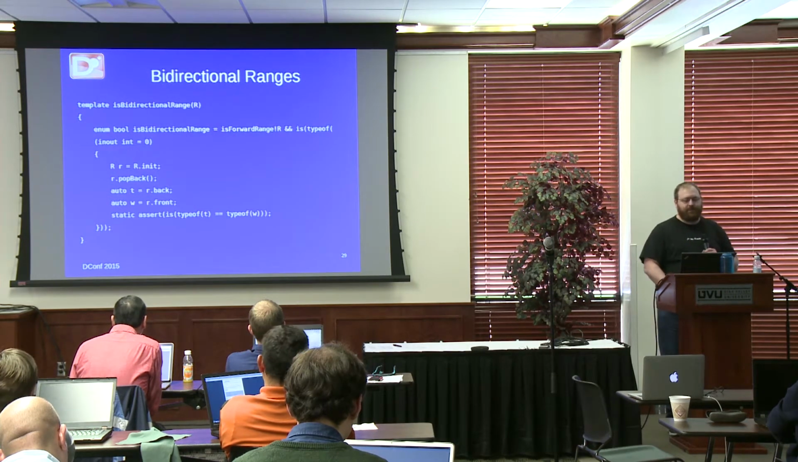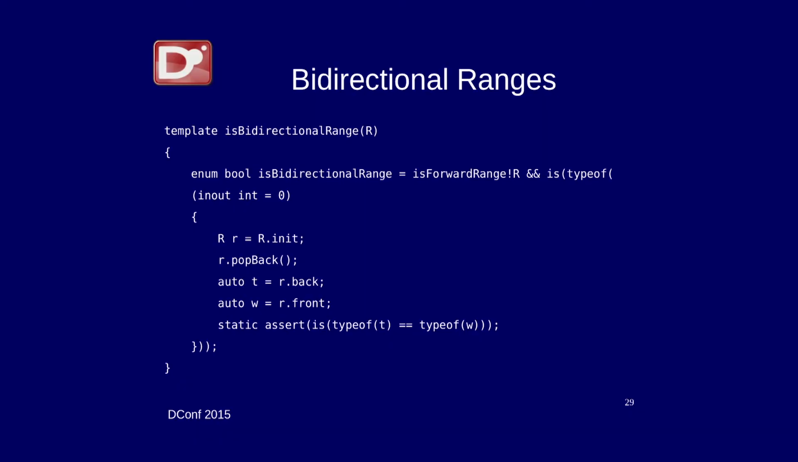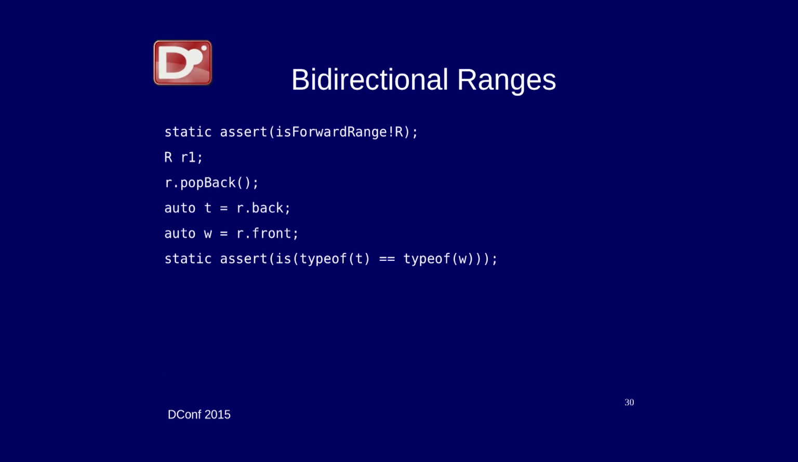Very quickly, bidirectional ranges is the next one in the pack. The shorter version is basically, it's a forward range, only it also has back and popBack. So you can get stuff off of the other end of the range.